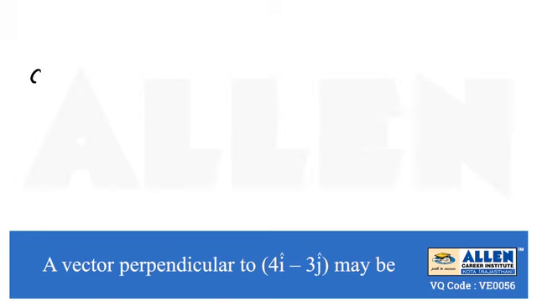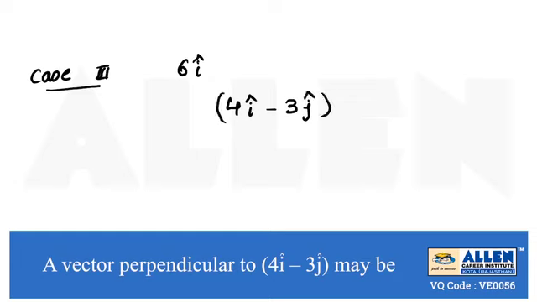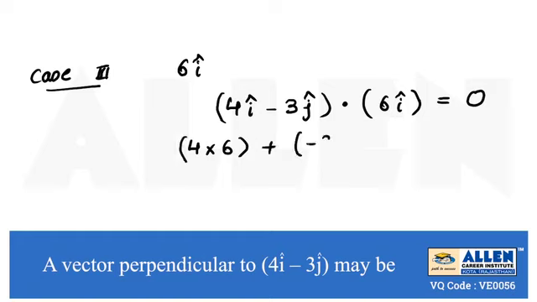Now we move to the third case, where the vector is 6 i cap. We will check whether they are perpendicular or not. Again we use the given vector and the vector to be checked; their dot product should be equal to 0. The coefficient of i cap is 4 and in the other bracket it is 6, plus the coefficient of j cap is minus 3, while in the other bracket it is 0. Therefore the result won't be equal to 0, so these vectors are not perpendicular to each other.